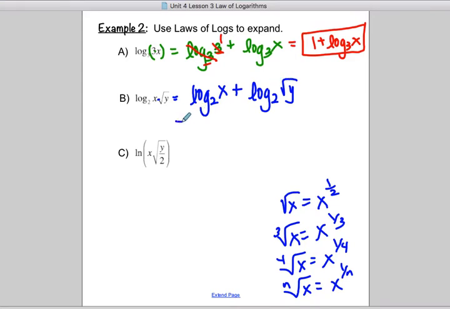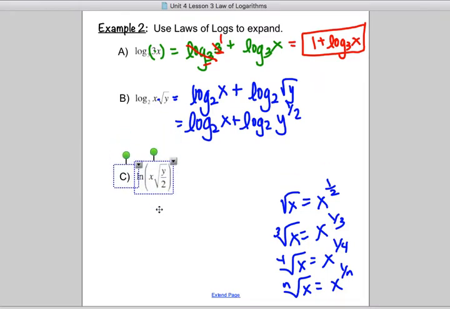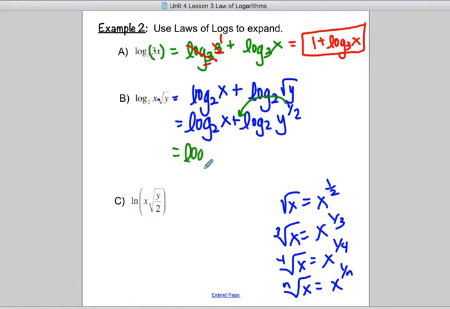So this is log base 2 of x plus log base 2 of y to the 1/2. And in order to be expanded, I need to move this all the way down in front. Be careful where you put it. It only goes in front of the log of y, so it's just going to go right in front of here. So our answer is log base 2 of x plus 1/2 log base 2 of y. That would be our final expanded answer.